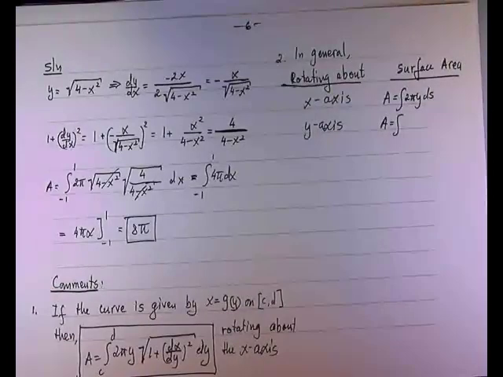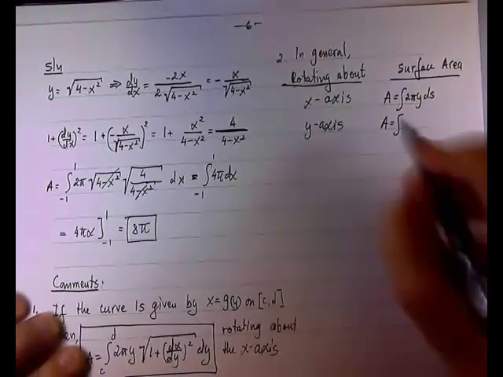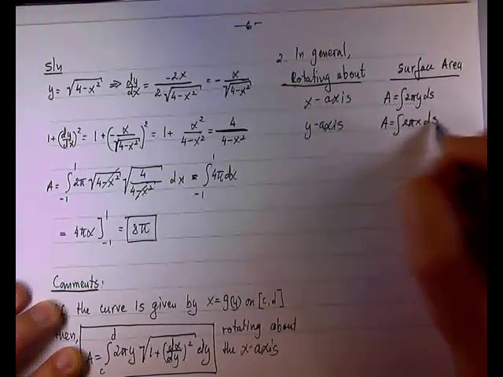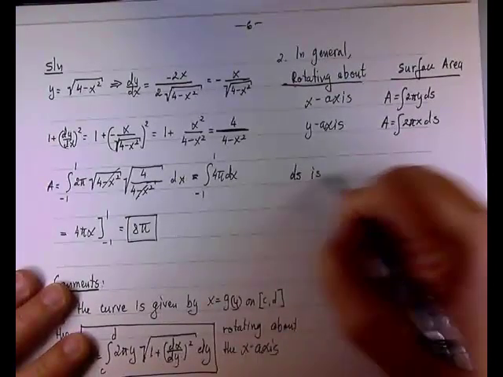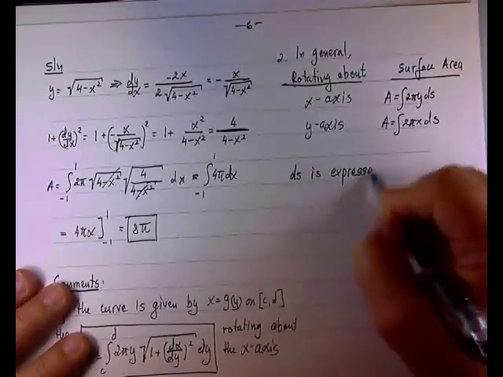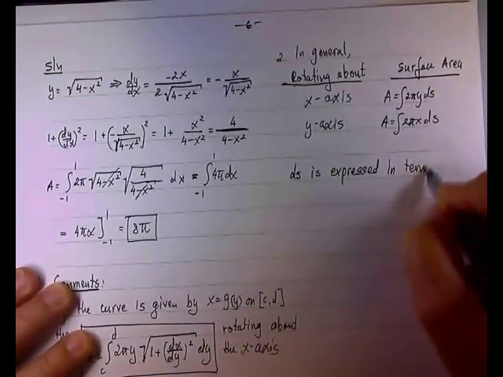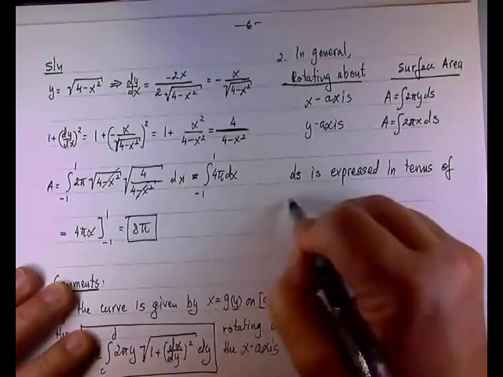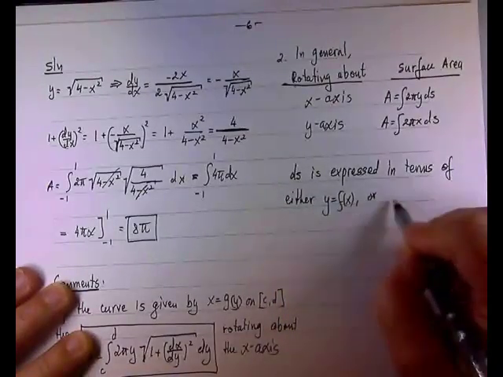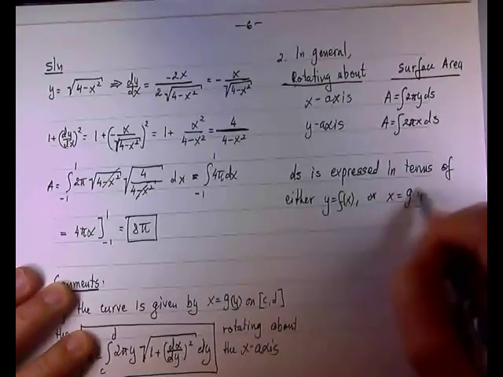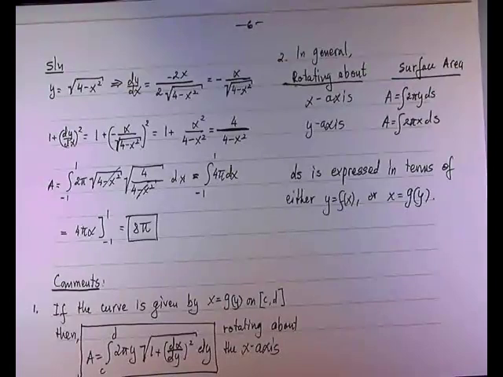But if we rotate about the y-axis, then the surface area will be an integral. If you rotate about the y-axis, the radius is x, so it will be 2 pi x ds, when ds is expressed in terms of either y equal f of x or x equal g of y, which we saw. Okay, I'm going to stop here. This is the time to stop anyway.